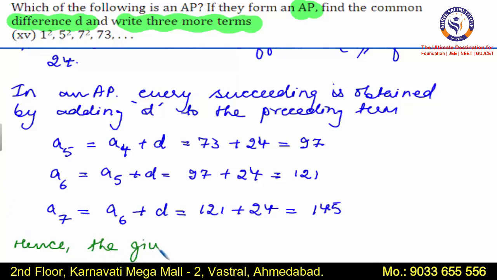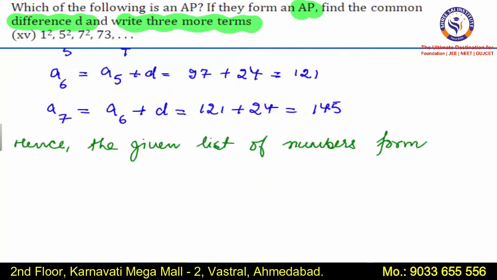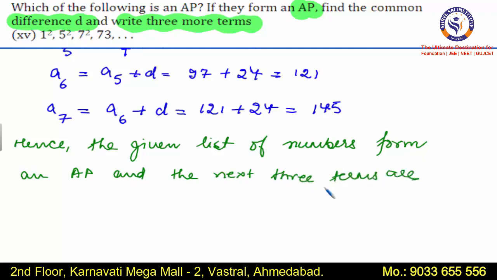Hence, our answer is the given list of numbers form an AP and the next three terms are 97, 121 and 145. So this completes the solution.